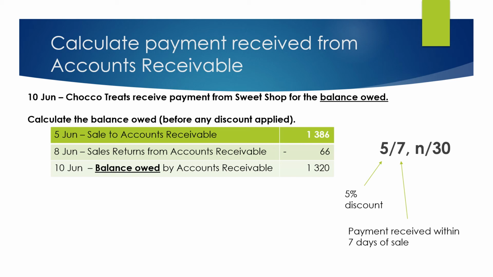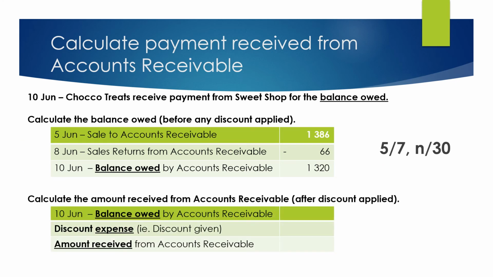As the sale was made on the 5th of June and the payment was made on the 10th of June, there were only 5 days from the day of sale to the day of payment. Therefore, the accounts receivable is definitely entitled to the 5% discount. Now let us calculate the amount received from the accounts receivable after discount has been applied.